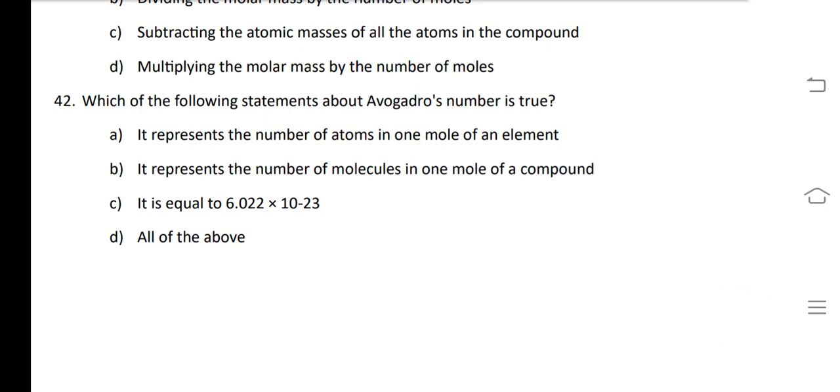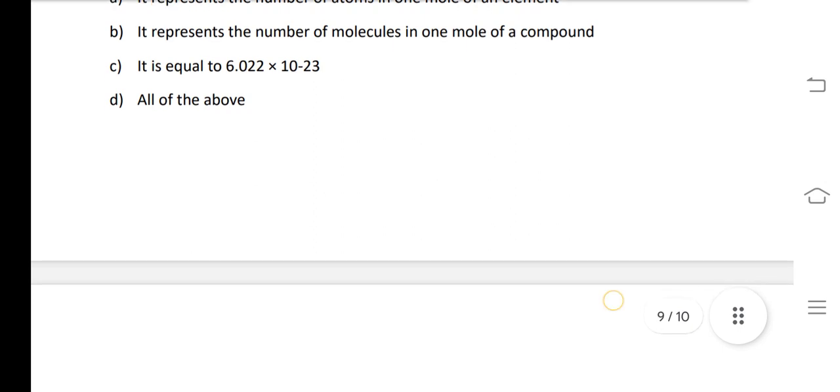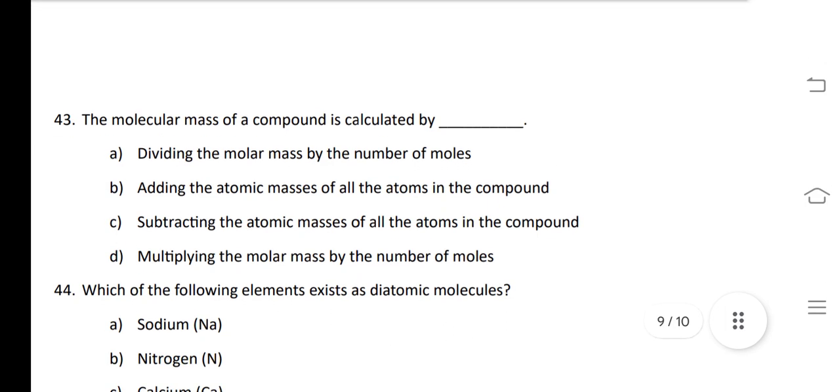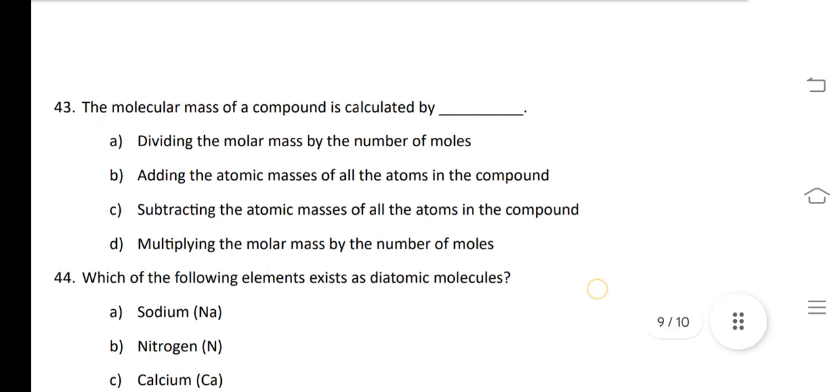Our next question. Which of the following statements about Avogadro number is true? It represents the number of atoms in 1 mole of an element. It represents the number of molecules in 1 mole of a compound. It is equal to 6.022 into 10 to the power 23. So all the above three statements are correct. Again the question is repeated. Move on to the next question.